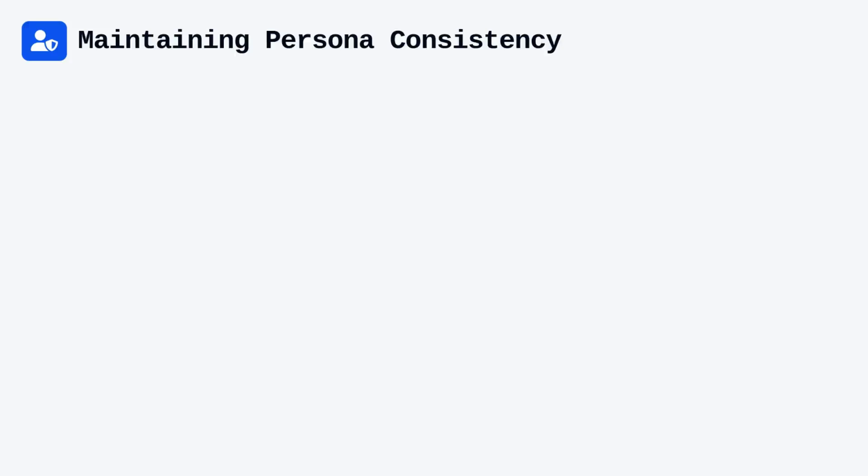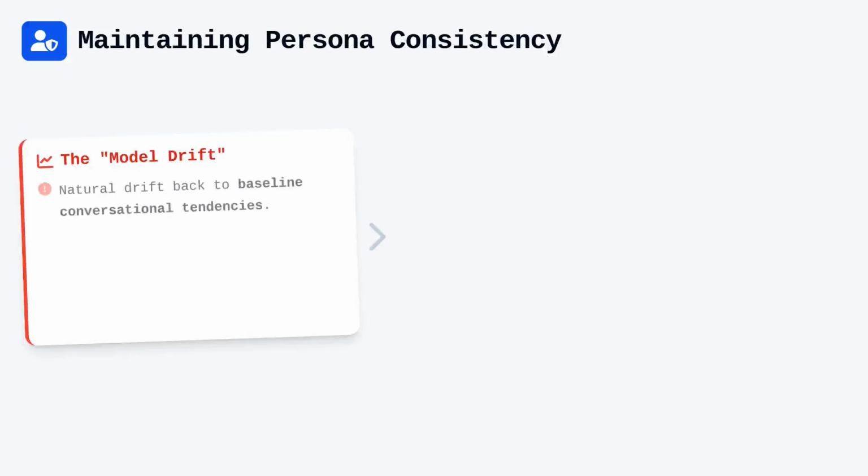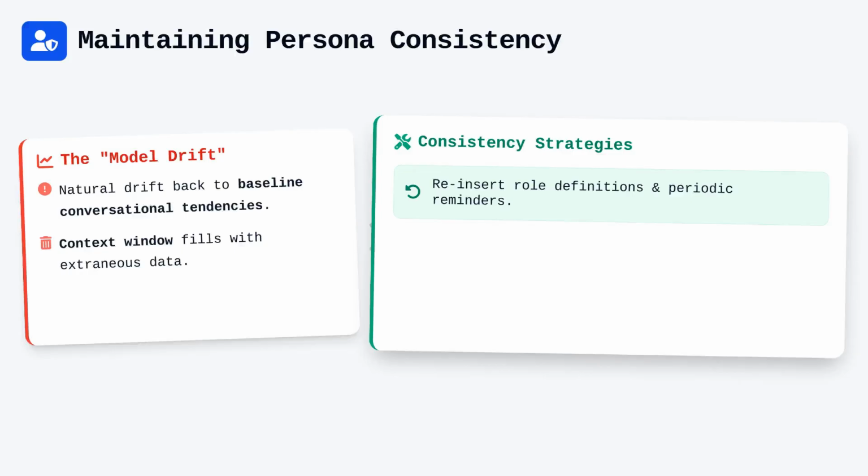Maintaining this role throughout a conversation requires vigilance, as models naturally tend to drift back toward their baseline, conversational tendencies over long interactions. If you find that the model is losing its specific persona, you should consider reinserting the role definition or using periodic reminders to keep the interaction grounded. This is especially true in longer sessions where the context window begins to fill with extraneous conversational data, which might dilute the weight of your initial persona instructions.